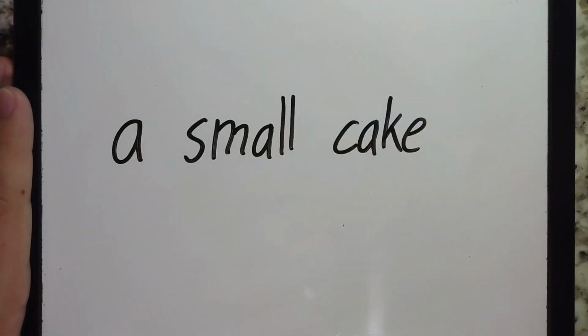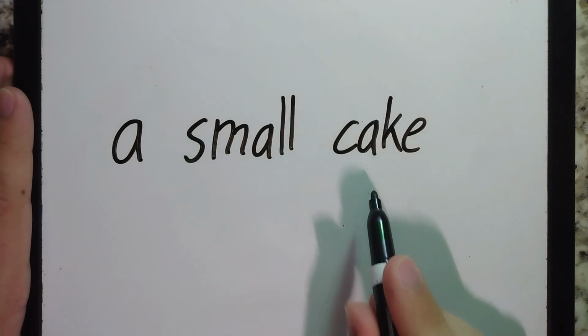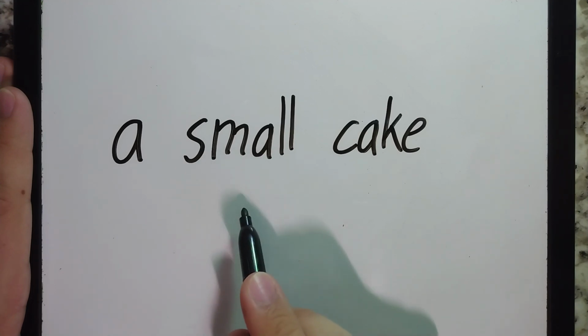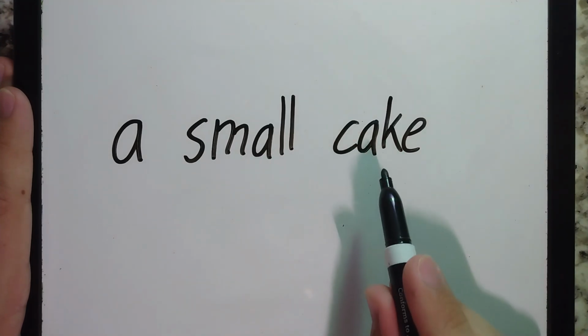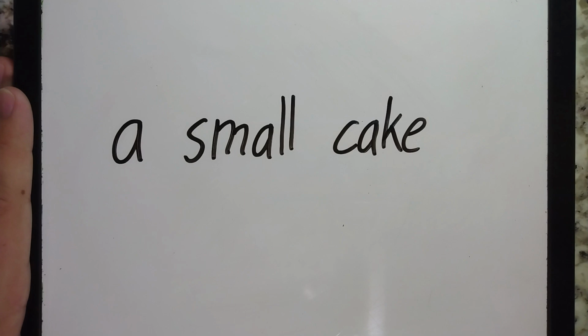One way we use adjectives to describe nouns in English is putting them directly before the noun they are describing, as in a small cake. Small is the adjective which goes before the noun it is describing, cake. Today we are going to learn how to say things like this in Hebrew.